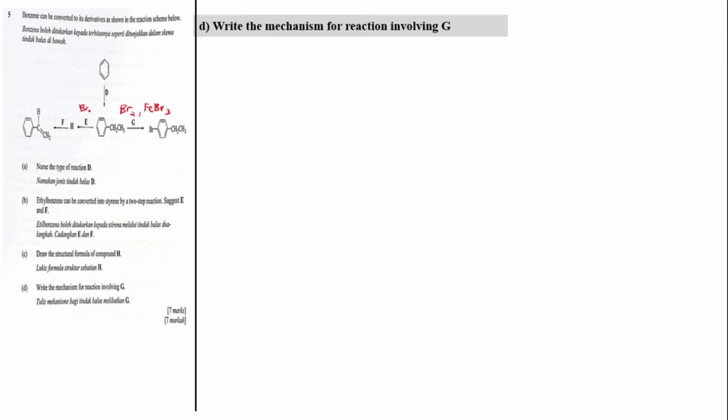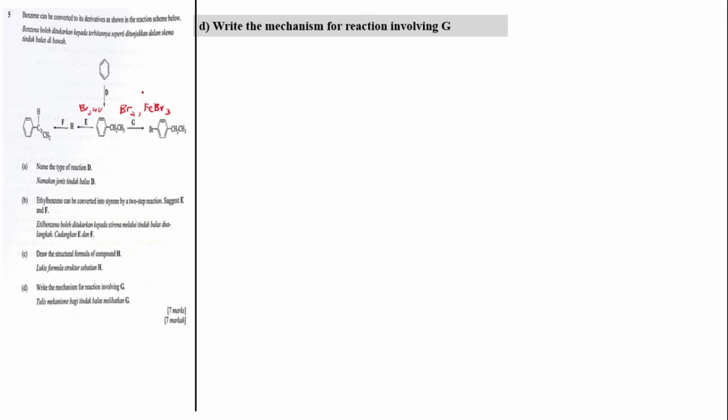Okay, so Br2/UV here will affect the alkyl group, but Br2/FeBr3 will affect the hydrogen in the benzene group. Okay, so that's the difference. So we're going to need these two reagents in order to proceed with the production of this product, and we're going to show that in the mechanism.